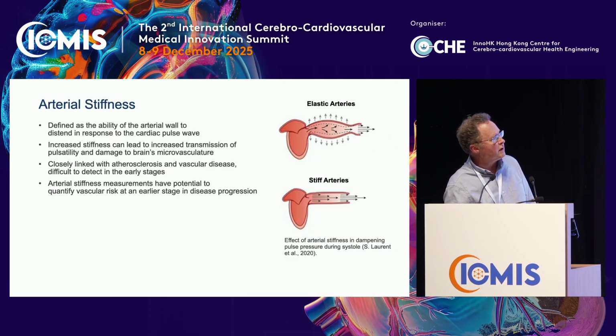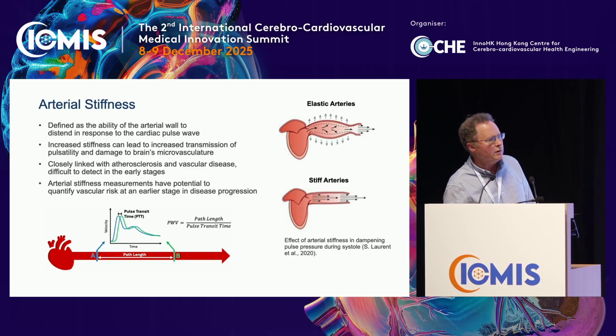So I'm just going to change gears now and tell you about some of the work we've been doing recently on measuring arterial stiffness. So this is defined as the ability of the vessel wall to distend in response to the cardiac pulse wave moving through the vascular tree. And increased stiffness has been shown to lead to increased transmission of pulsatility through the vascular system, which can lead to microvascular damage. It's also closely related with atherosclerosis and vascular disease, which can be difficult to detect in its early stages. And so we're hoping that arterial stiffness measurements can give us the potential of detecting some of these diseases at an earlier time stage.